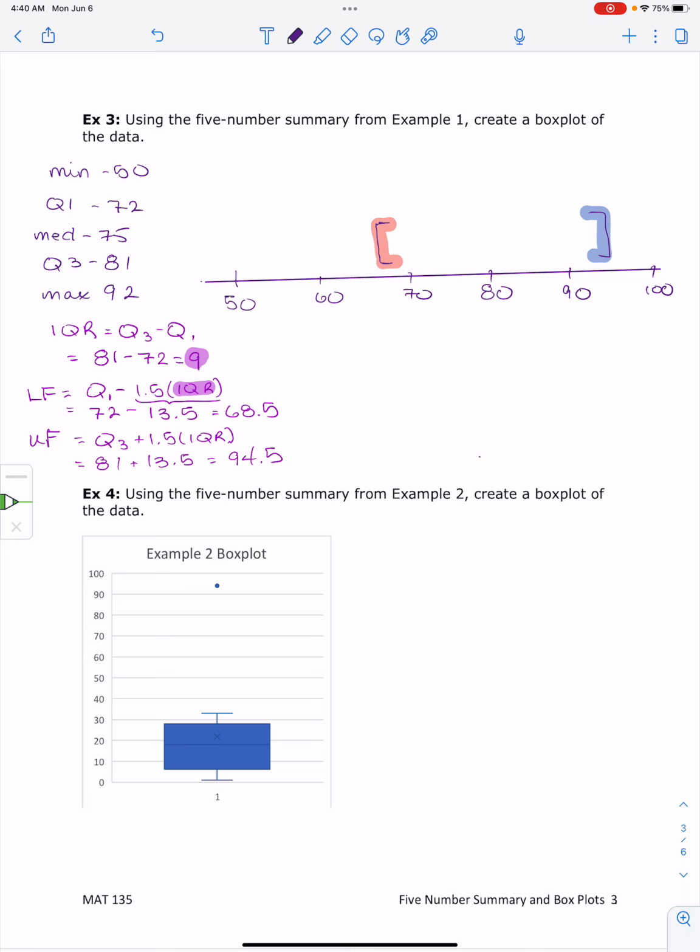So I've got a minimum here at 50. And already I see a problem. That minimum lies outside my lower fence. We're going to talk about that in a minute. I have a Q1 of 72, a median of 75, a Q3 of 81, and a max of 92. This one lies in my upper fence. That one's okay.